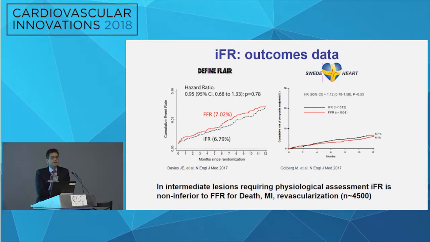How many of you believe that the outcomes data from DEFINE-FLAIR and SWEDEHEART apply to any resting index? No one. So you'd only do iFR then. Who would only do iFR because there is randomized controlled data from these two trials? So you would never do anything else. You'd only use the iFR, the Volcano system, to do this.